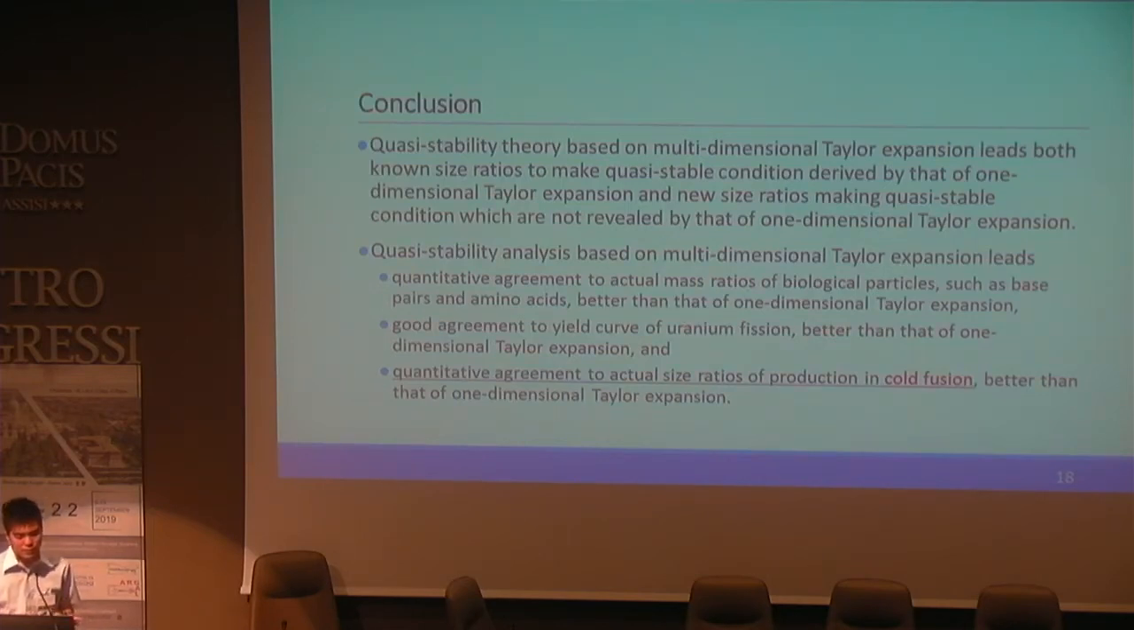Quasi-stability analysis based on multidimensional Taylor expansion leads to quantitative agreement with actual mass ratios of biological particles, such as base pairs and amino acids, better than that of one-dimensional Taylor expansion. It also gives good agreement with the yield curve of Brownian fission, better than that of one-dimensional Taylor expansion, and quantitative agreement with actual size ratios of production in cold fusion better than that of one-dimensional Taylor expansion.